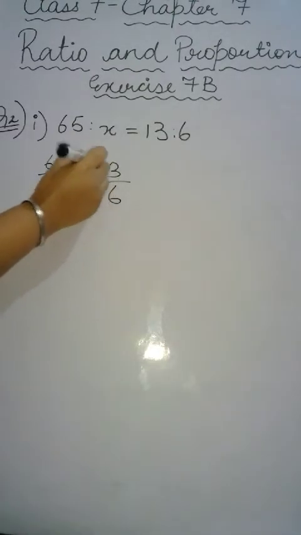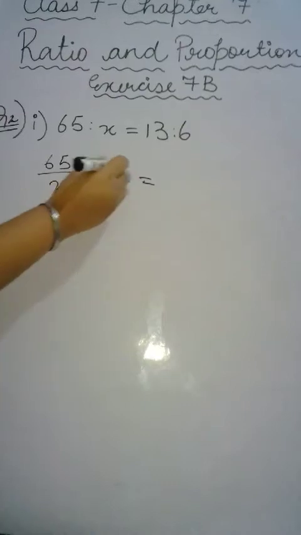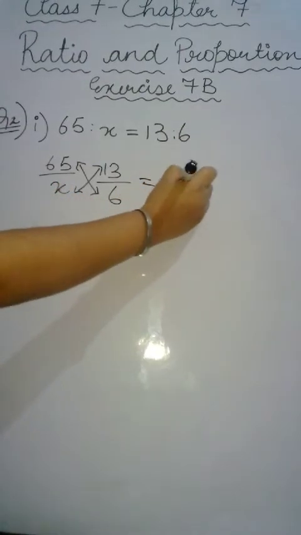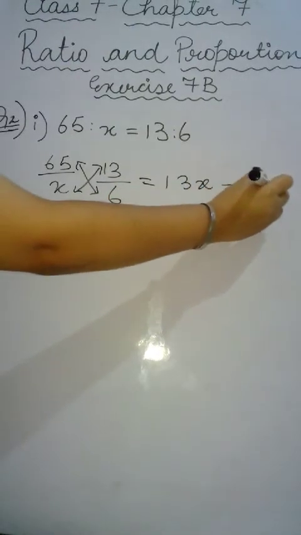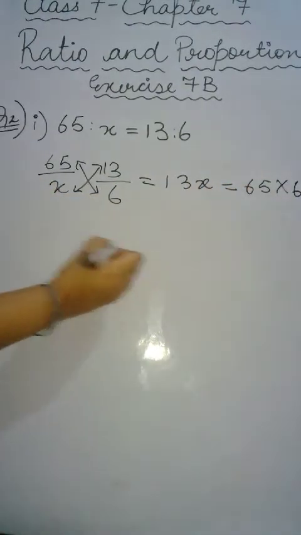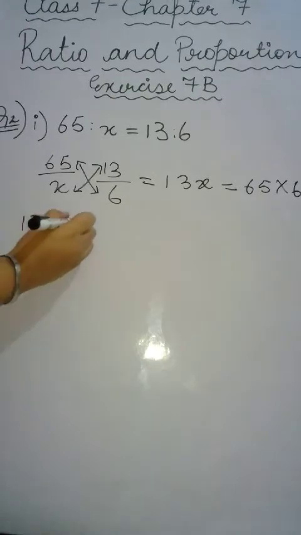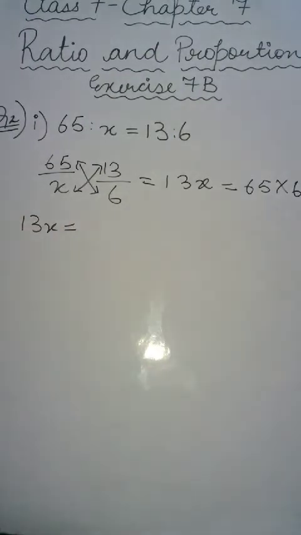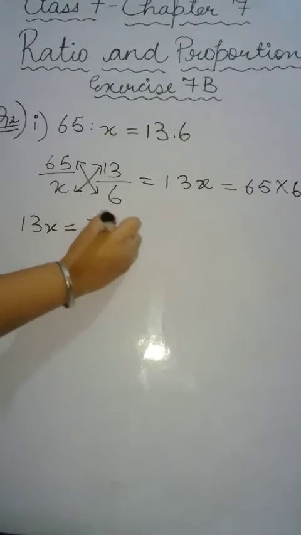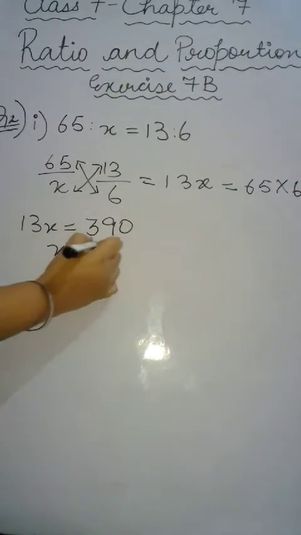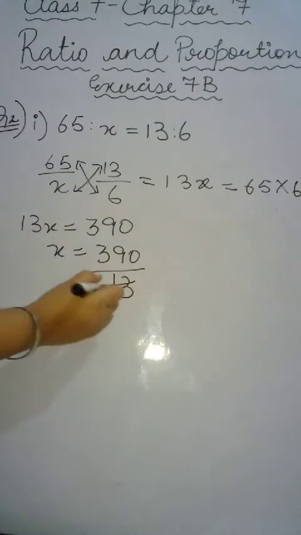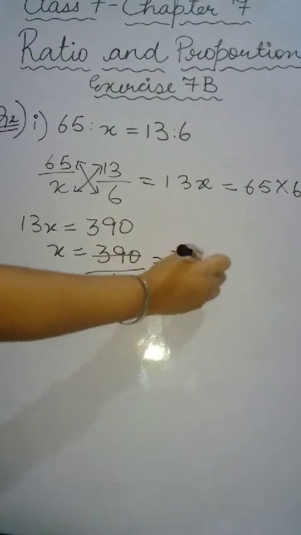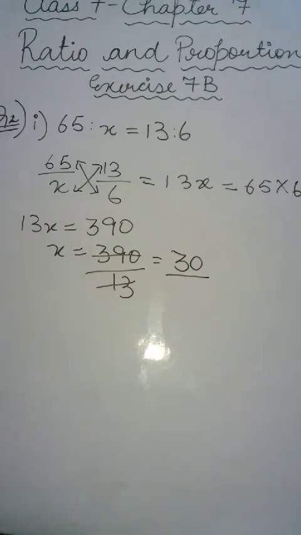You can cross multiply. According to this, 13 multiplied by x will give you 13x, and 65 multiplied by 6. What have you got? 13x equals 65 multiplied by 6, which will give you 390. x equals 390 divided by 13. 13 3s are 39. So 30 is going to be the value of x, and this is going to be your answer. Now let's try to do the second one.